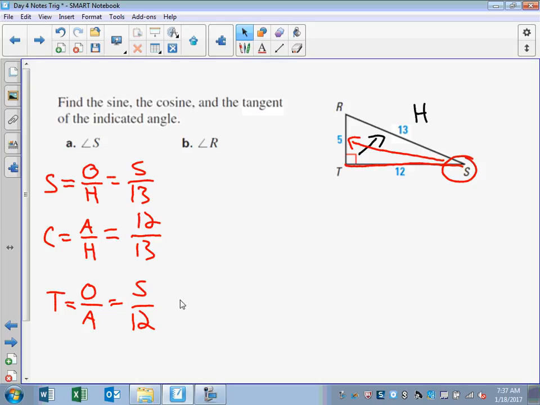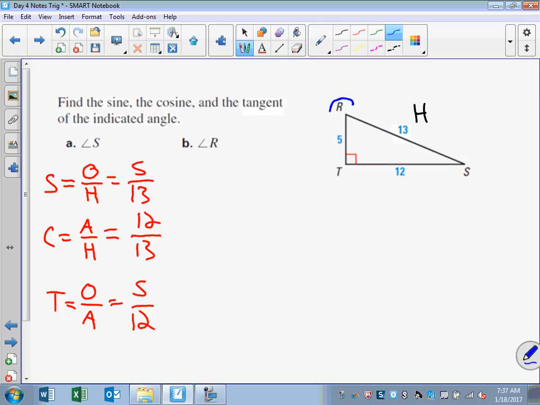So for angle R, we can do the same thing. So now we're talking about angle R. Again, we got sine, opposite over hypotenuse. Okay. We already know the hypotenuse is 13. Now, for when you're talking about angle R, the fraction is going to change a little bit because the side opposite of angle R is not 5 like it was in the first one, but it's 12. So the sine of angle R is 12 over 13.